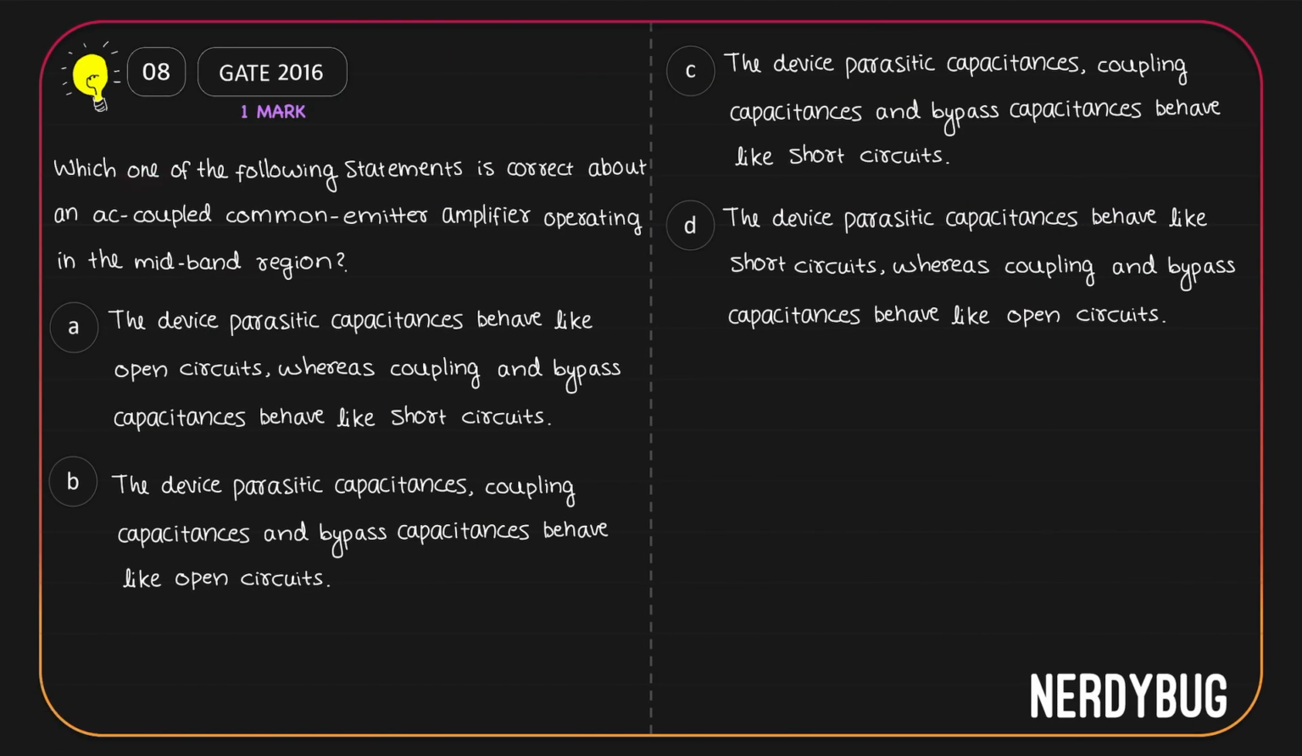Which one of the following statements is correct about an AC coupled common emitter amplifier operating in the mid-band region? Option A says the device parasitic capacitances behave like open circuits, whereas coupling and bypass capacitances behave like short circuits. Option B says all the capacitances behave like open circuits. Option C says all the capacitances behave like short circuits. Option D says parasitic capacitances behave like short circuits and coupling and bypass capacitances behave like open circuits.